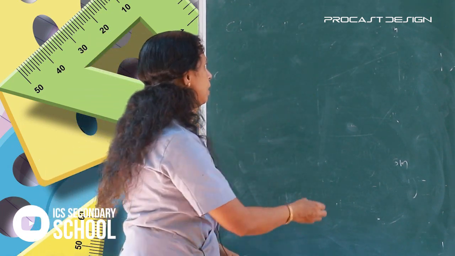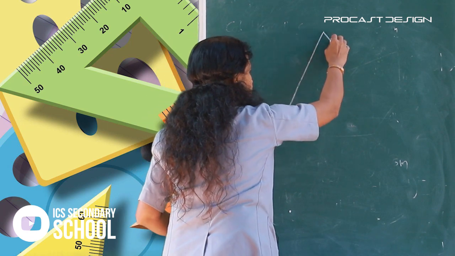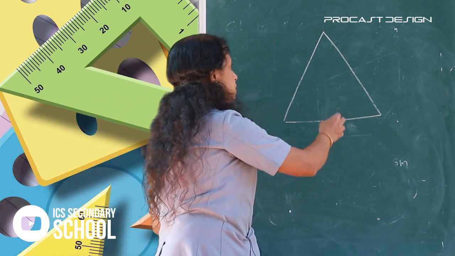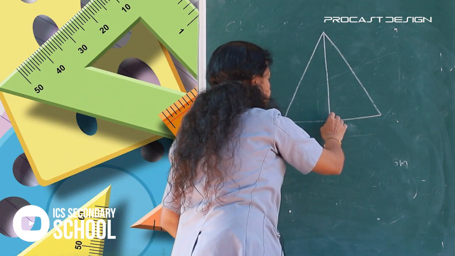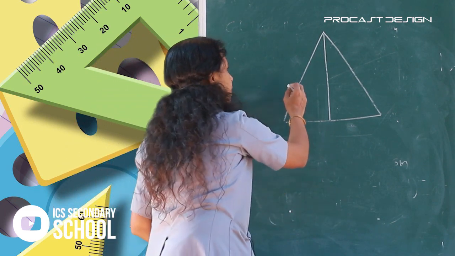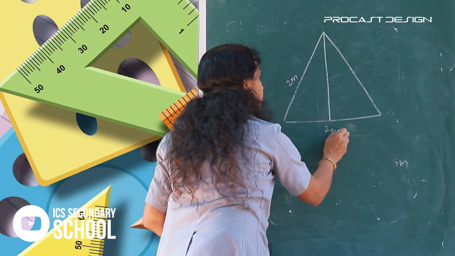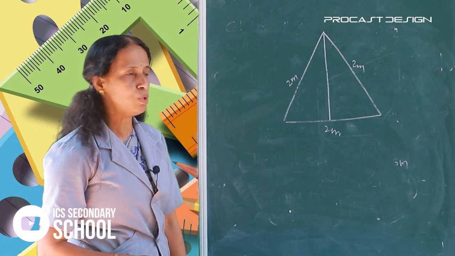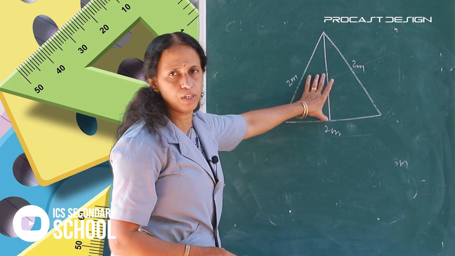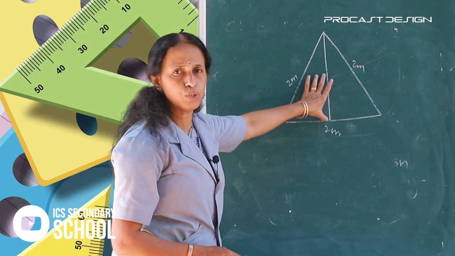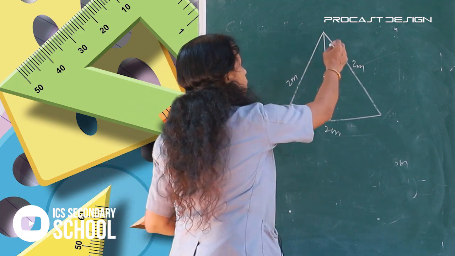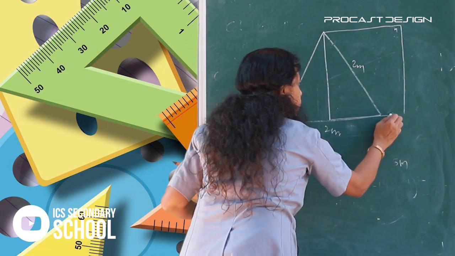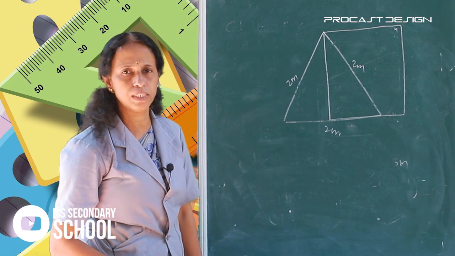Next, consider an equilateral triangle. One side of the equilateral triangle is equal to 2 meter. A square is drawn on the altitude of the equilateral triangle.